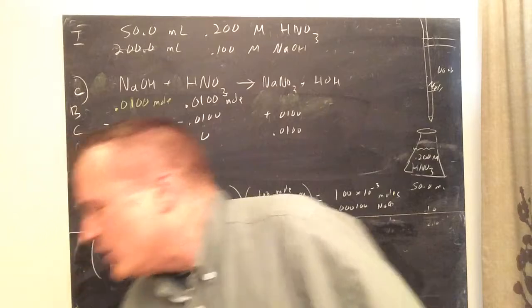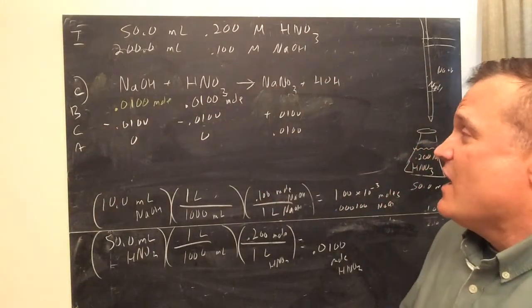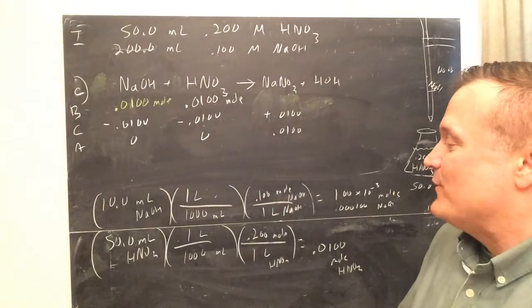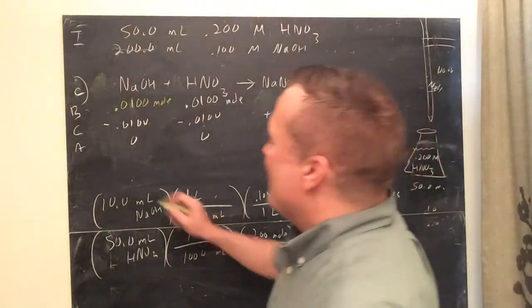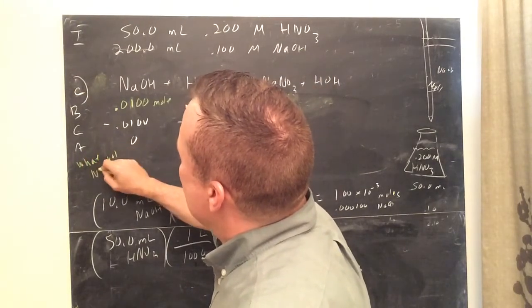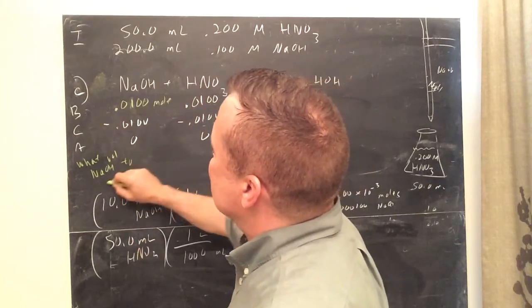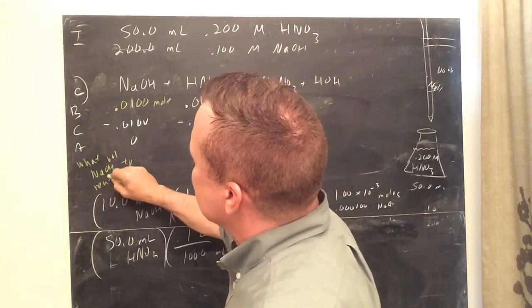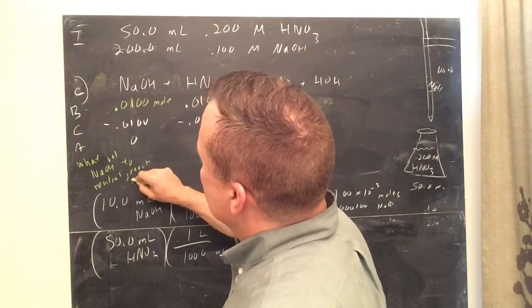But what is the volume at equivalence point? Now that's an interesting thing to see. What will be the volume at equivalence point? And you're going to remember this from last semester. What volume of NaOH would be needed to neutralize or reach endpoint, reach equivalence point?